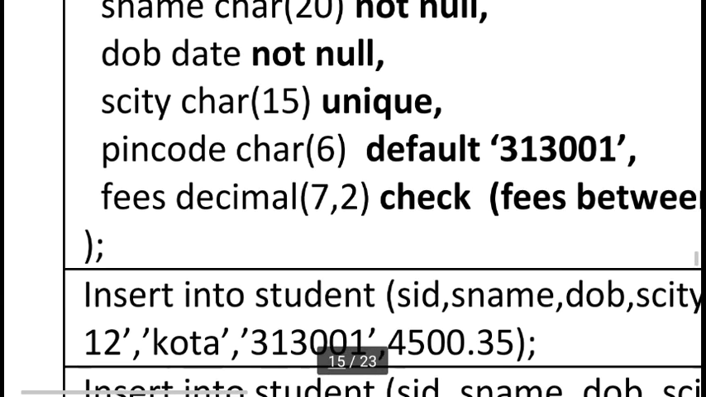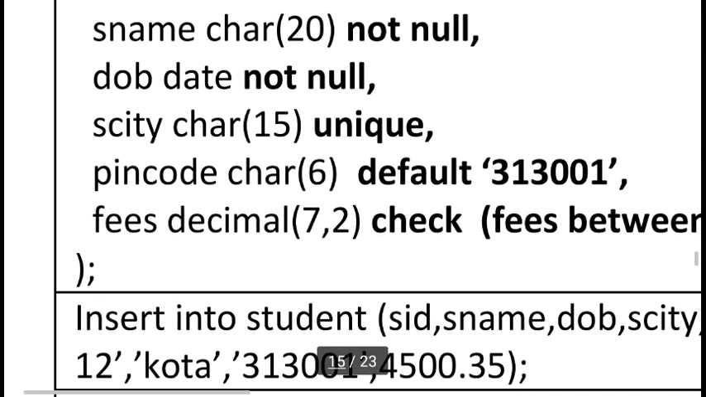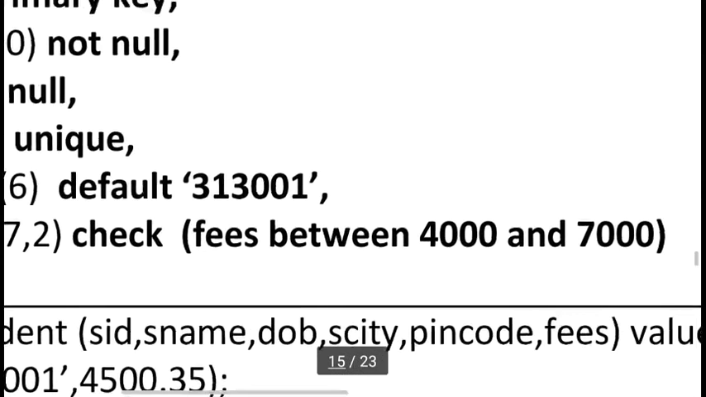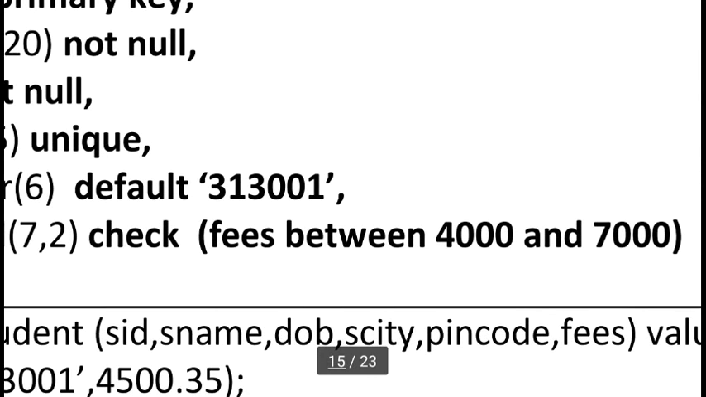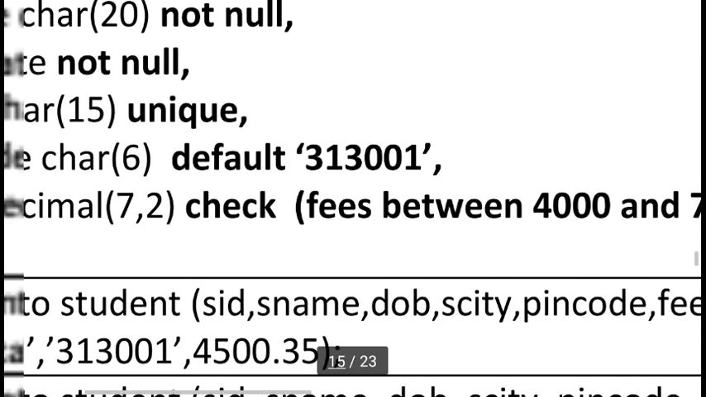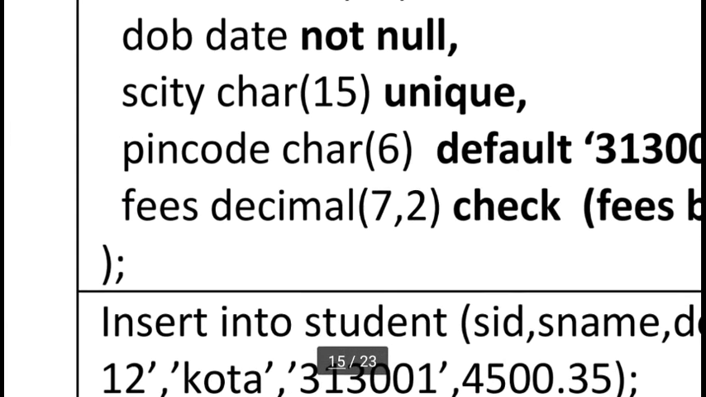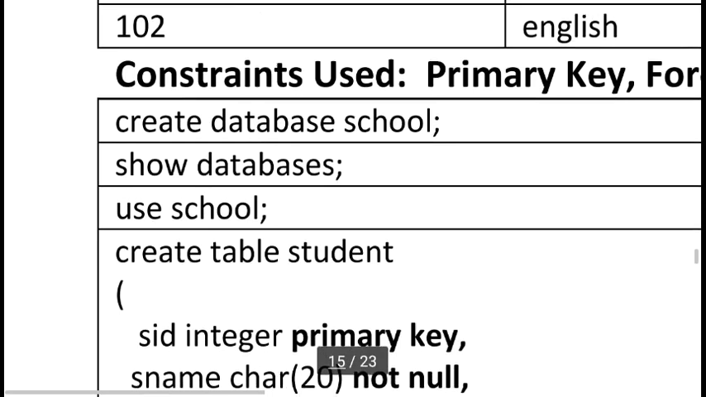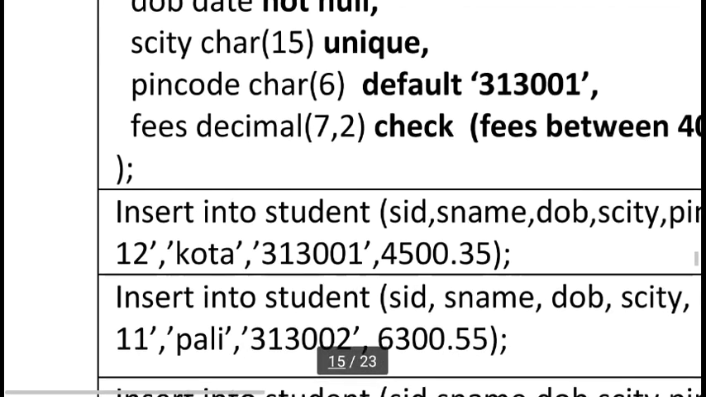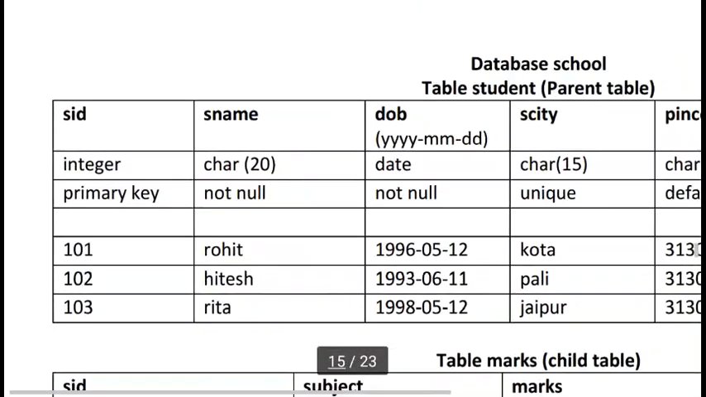Okay, fees, this is our decimal data. So CHECK, here I am applying the rule 4000 to 7000. So we cannot insert below 4000, we cannot insert above 7000; the value must be in the range 4000 to 7000, and we can close our command with a semicolon. So this will create a student table in the school database.